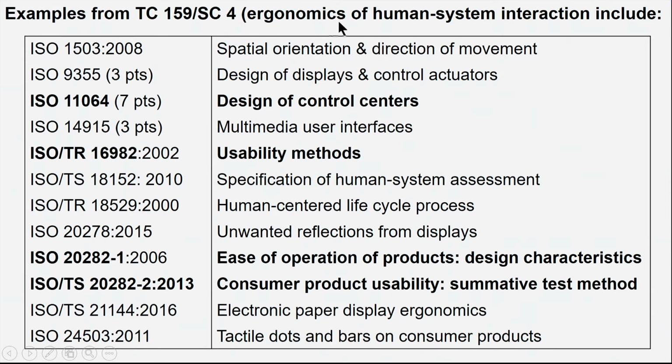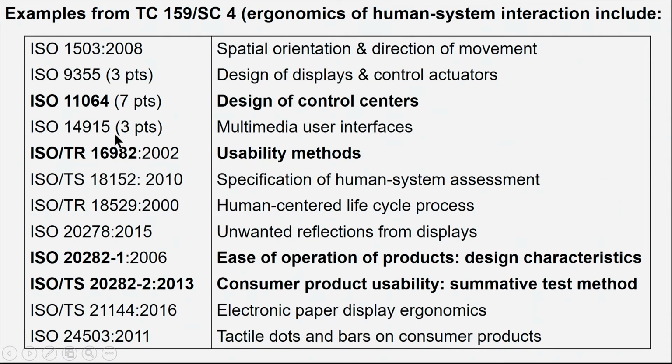Here's Subcommittee 4, which is ergonomics of human system interaction. And some notable ones are the design of control centers, ISO 11064. So if one is designing control centers, you need to worry about that. And what I put in parentheses is an indication of the extent of that document. This is not just one standard, but actually 7 different parts. So if you're designing control centers, you really need all 7 parts.